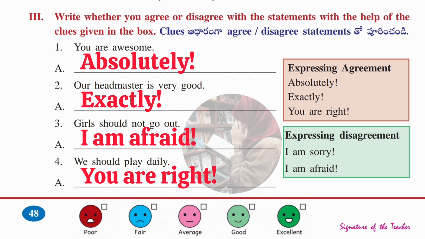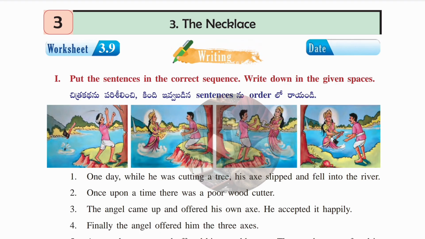Okay. Now we'll move to the next worksheet, which is worksheet number 3.9. This worksheet is all about the writing part. Okay, let's see the first Roman. Put the sentences in the correct sequence, write down in the given space. Okay, here some pictures are given. You have to observe this picture carefully and you have to frame a story in your mind.